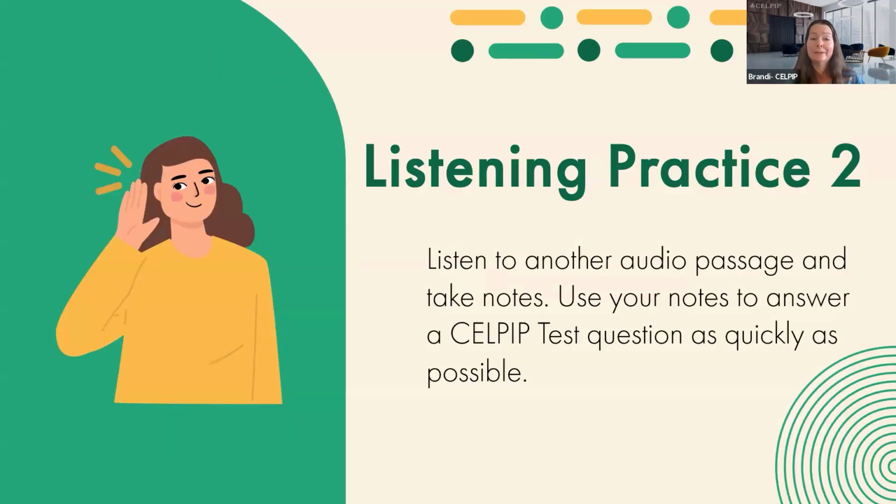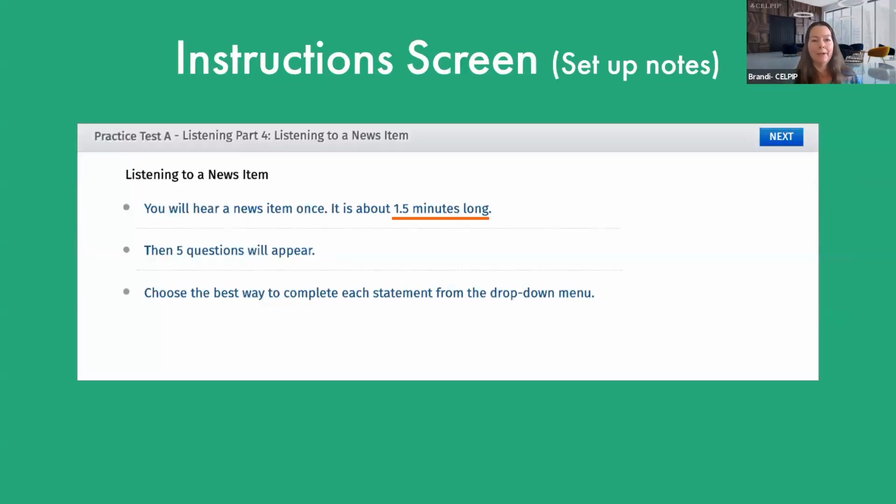So we will do another listening practice for part 4. And we're going to listen to this audio passage just like we did before. And I'd like you to take notes. So remember, when we have what I call our instruction screen, the detail that's most important, I think, is just to remind yourself how long this lecture is going to be. So it's about 1.5 minutes in length. So I've underlined that for us.